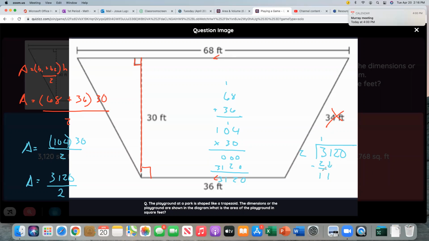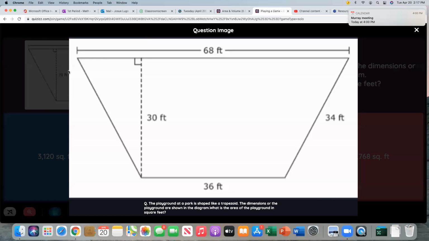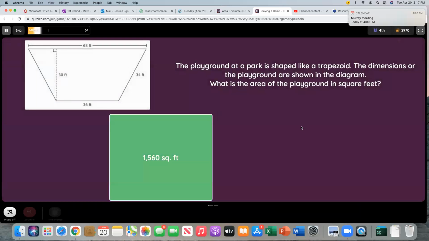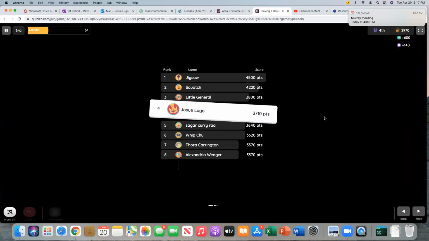Remainder 1, bring down the 1. 2 goes into 11 5 times. 2 times 5 is 10. Remainder 1. 2 goes into 12 6 times. Exactly. And 2 goes into 0 0 times. So I got 1,560. If I'm going too fast, please rewind it, pause it, and you'll be able to see the right answer, just like that.